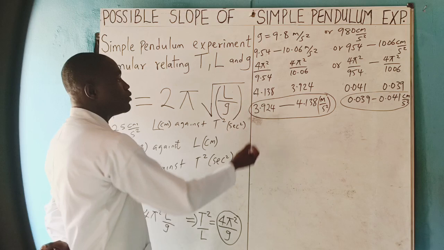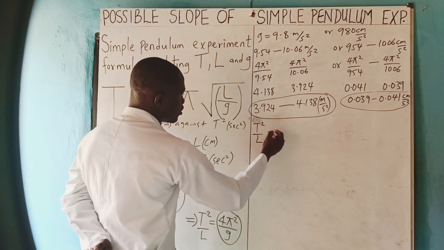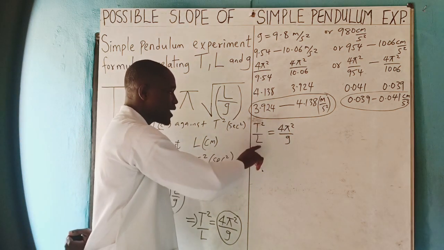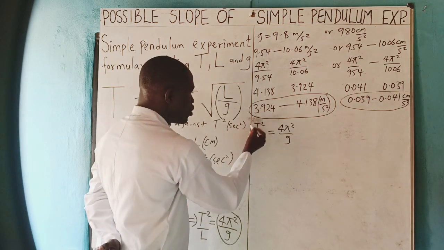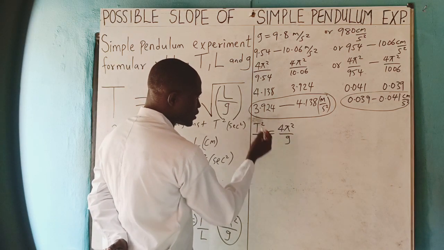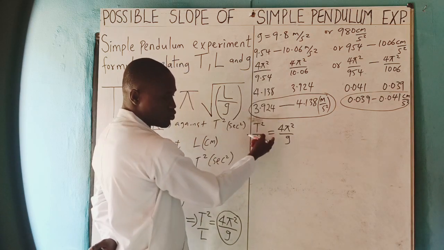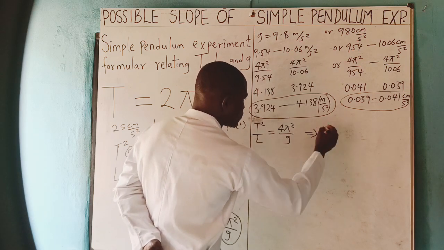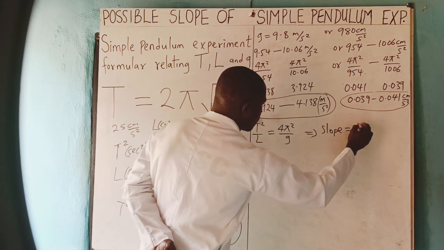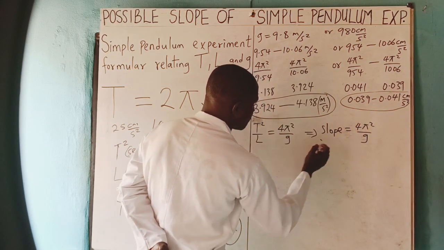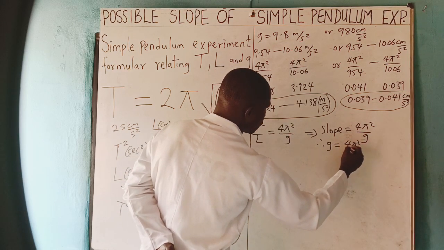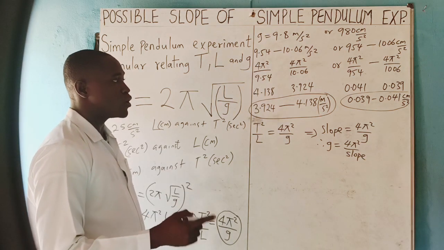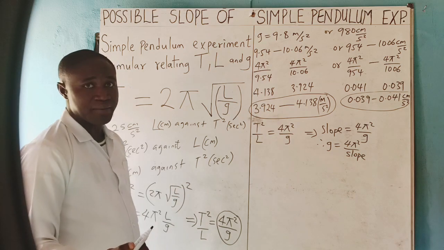Yes. So that means if you're able to get your slope, since your t square equals 4 pi square over g, that is where you are plotting graph of t square against L. Are you getting it? That means this slope I got, if I'm to deduce my g, I will cross multiply. Slope equals 4 pi square over g. Therefore, my g equals 4 pi square over slope. Yes, that is how to deduce your g, if you do not want to plot the graph or even perform the experiment. That is how you deduce your g.